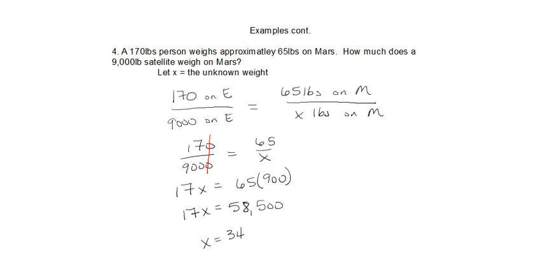We're going to get 3,441.17647, and it keeps on going. So let's simplify this to the nearest pound. This would be 3,441 pounds.